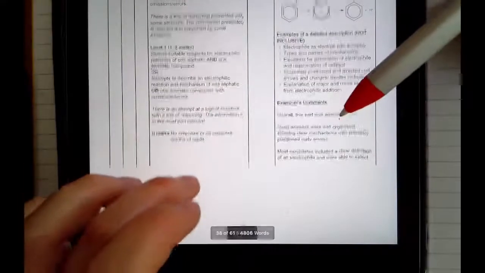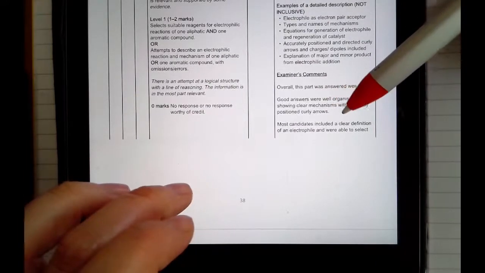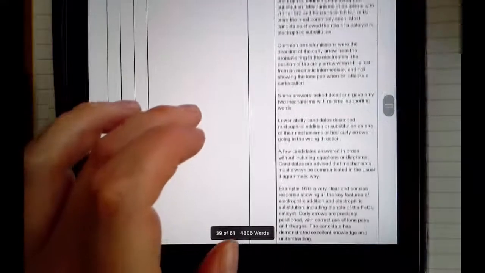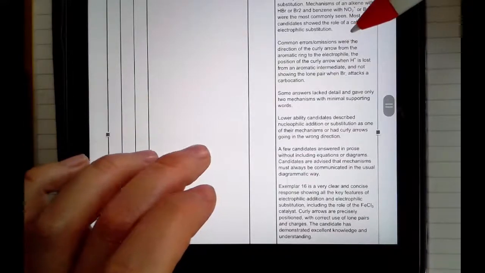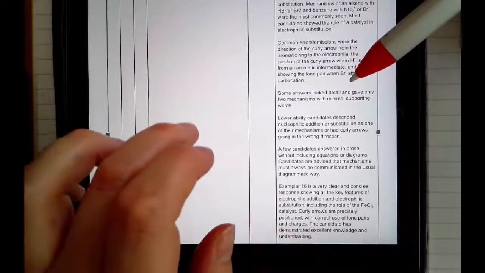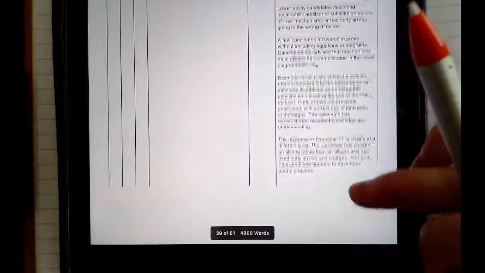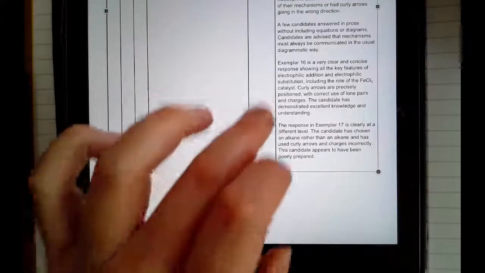So the examiner says that good answers were well organised with clear mechanisms and precisely positioned curly arrows, and most candidates also included a clear definition of an electrophile, and drew out the mechanisms. So your common errors and omissions were the direction of the curly arrow from the aromatic ring to the electrophile. So the aromatic mechanism was the one that was causing the problems. Some lacked detail and didn't give any kind of supporting words like the names or the definition of electrophile. And then lower ability candidates just got it wrong, had nucleophilic addition in there instead.